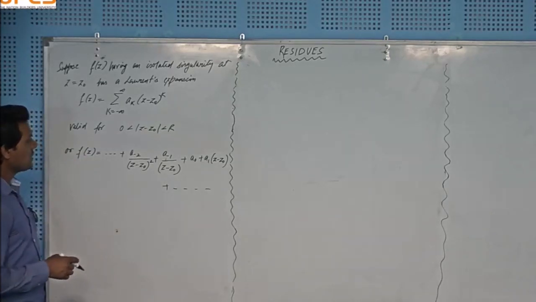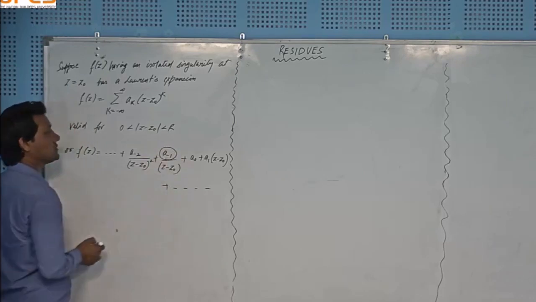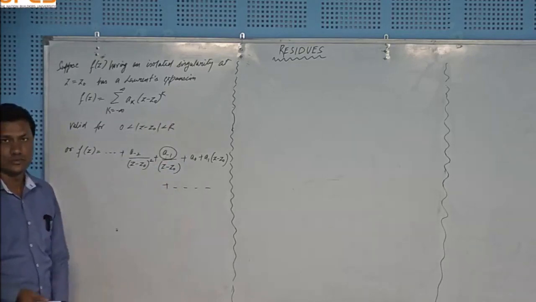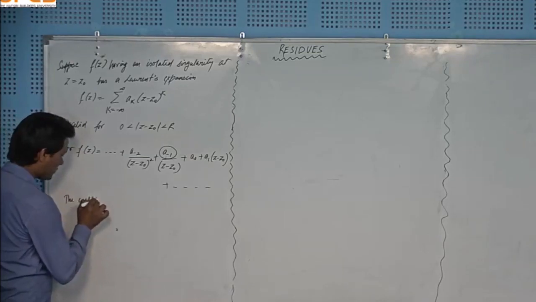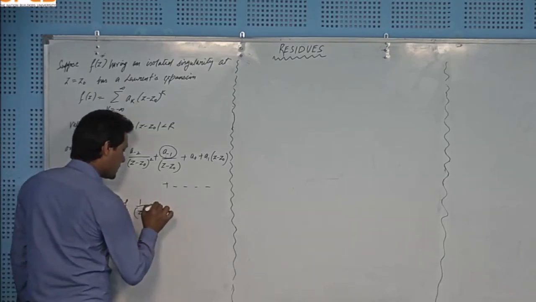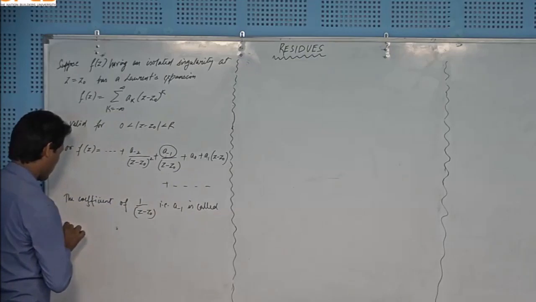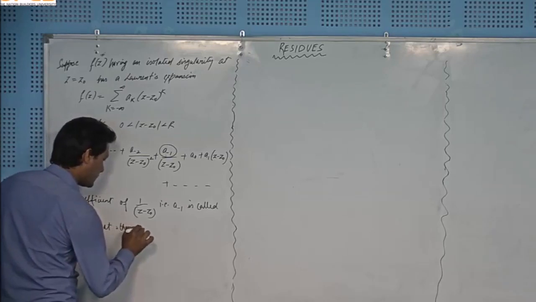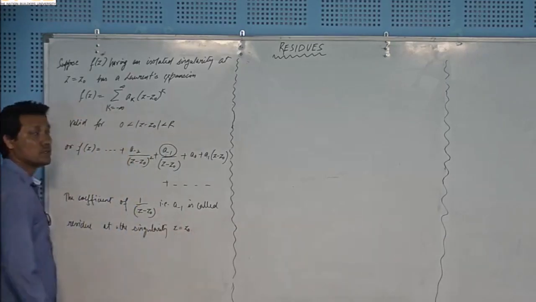So in this video, we will be taking a special interest towards this number, right? This is actually a minus 1, the coefficient of 1 over (z minus z naught). This coefficient is called residue, right? The coefficient of 1 over (z minus z naught), that is a minus 1, is called the residue at the singularity z equal to z naught, right?